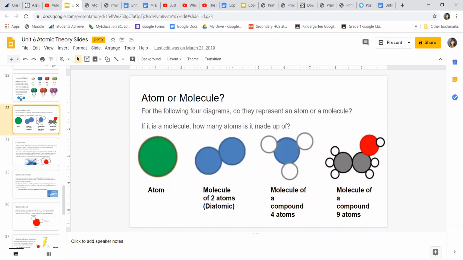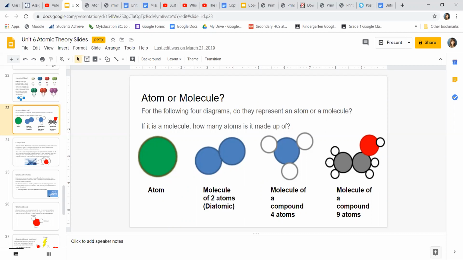We have it where it's talking about whether it's an atom or a molecule. Taking a look here, this one, we only have just one thing here, that's an atom. Now this is a molecule, a diatomic molecule. Remember how that's going to be two of the exact same atom that is chemically bonded to each other. So this is a molecule, a diatomic molecule, because all the atoms within it are the same.